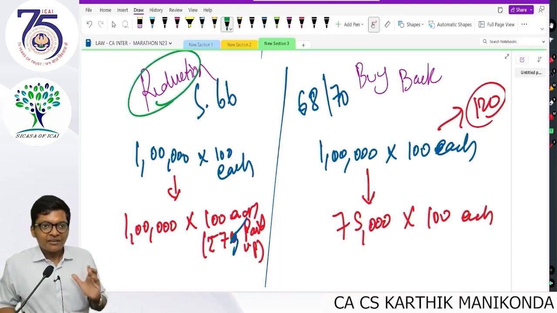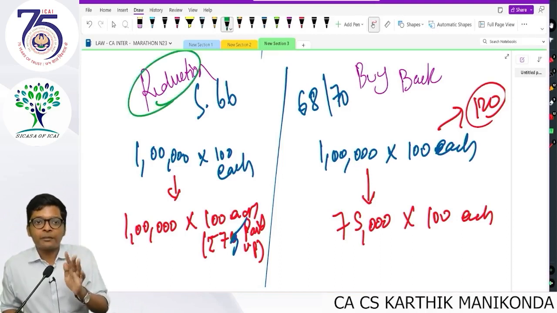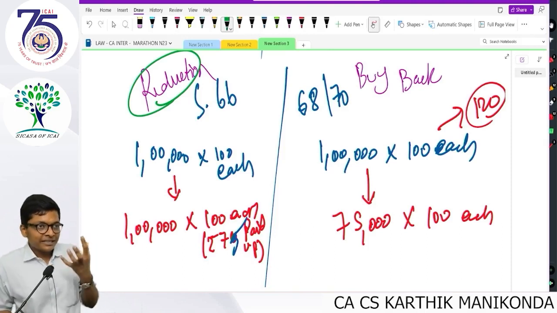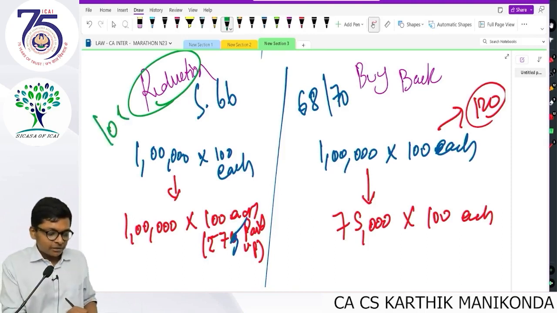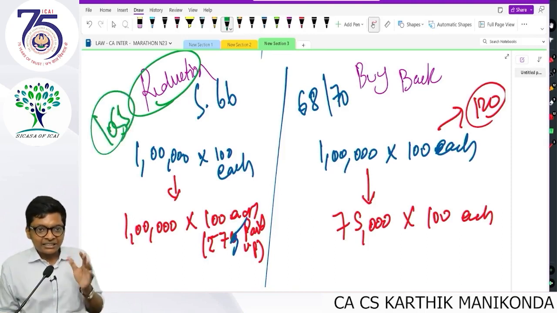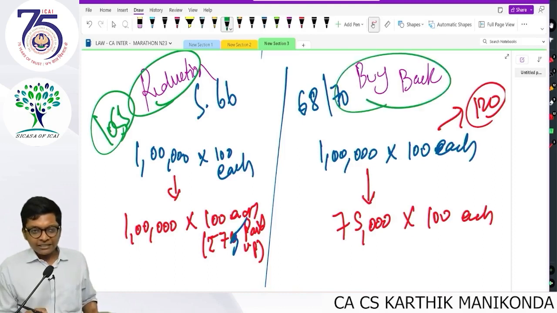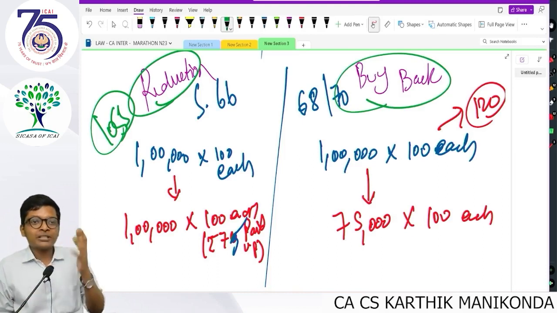Reduction happens when the company is loss-making. To set off the losses, I will reduce my share capital and transfer to reserves. Generally, when a company is loss-making, it is internal reconstruction. Buyback is when the company is profitable. Both these sections, sums you have in advanced accounts. And it's there in the new syllabus also.